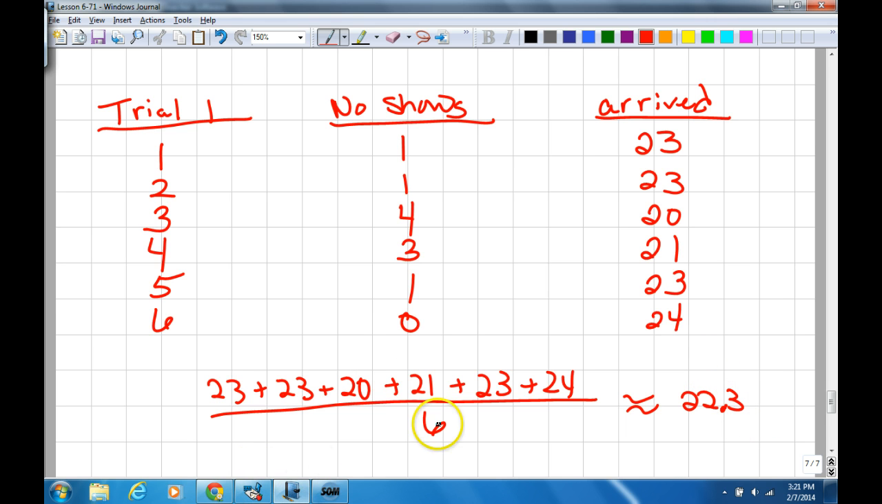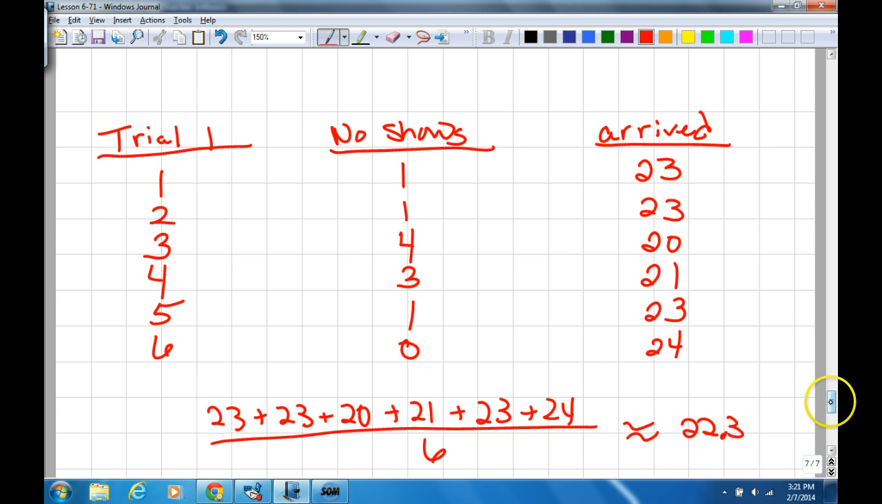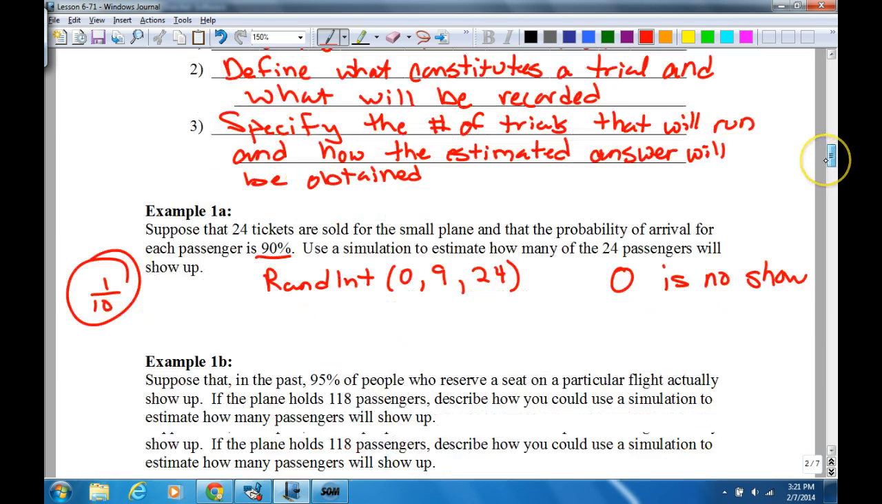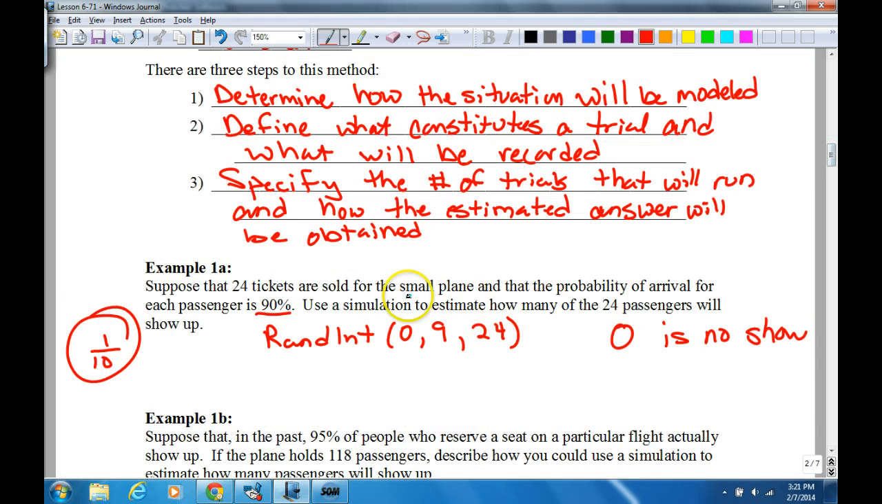In other words, if we were to go back to our notes, on this, it says, estimate how many passengers will show up. Well, on average, based on this, we have 22.3, or around 23 customers actually show up, passengers show up. So this is how you do this using a random generator to predict the number of passengers that show up.